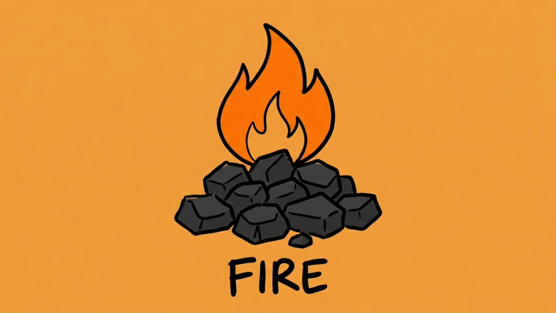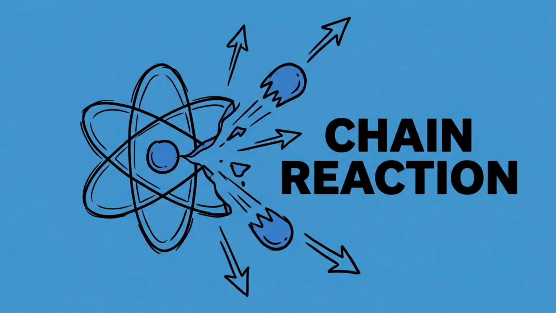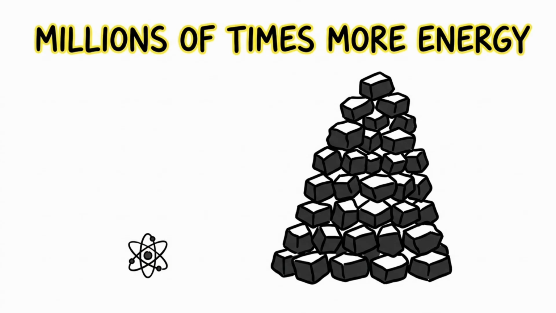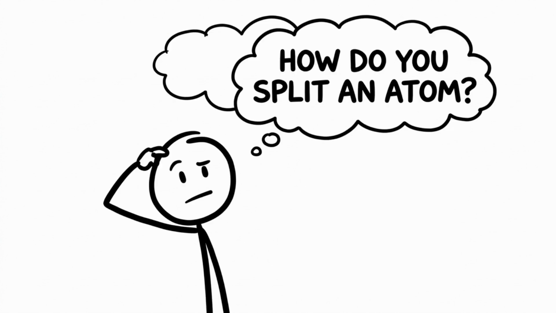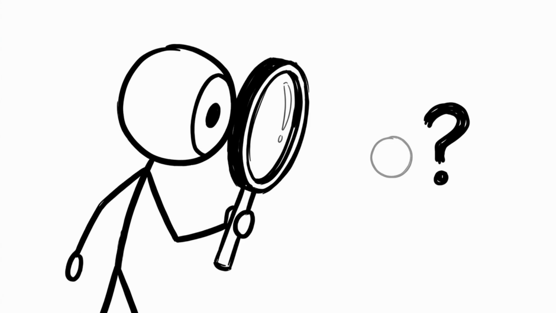Coal burns fuel with fire. A nuclear reactor splits atoms with a chain reaction. And splitting one tiny atom releases millions of times more energy than burning it ever could. So, how do you actually split an atom? You need a very specific kind of material.